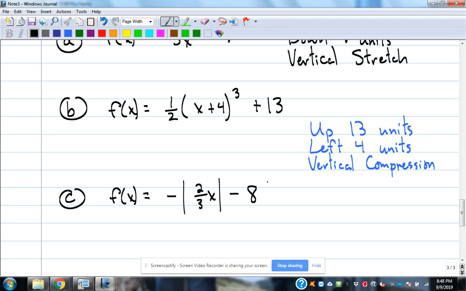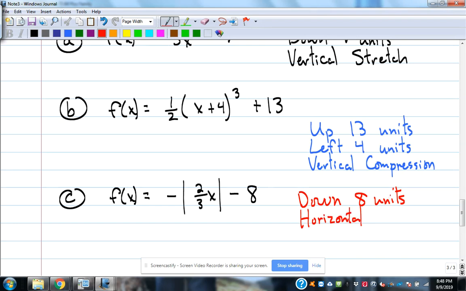Last one of these, and then we'll do the next to the last thing here. So we've got a few pages to go here. What's this one doing? Down 8. That's a good start. The 2/3 do. It's on the inside of the absolute value there, so that means it's what? Horizontal or vertical? Well, it's got to be horizontal because it's on the inside.